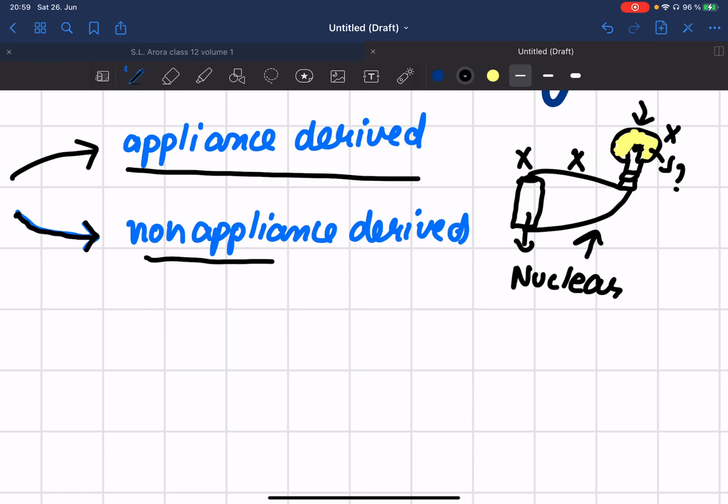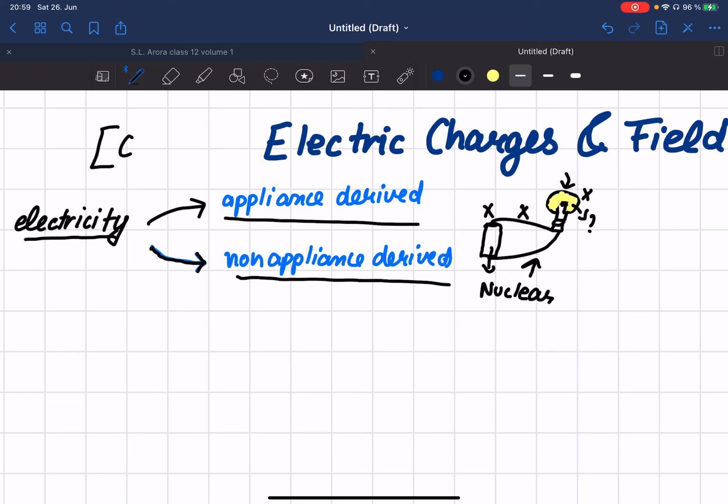Okay, so then there's non-appliance derived electricity, but I promise you, this is all CBSE and other boards also. It doesn't mean it requires an appliance, though you need an appliance to see the electricity. Even the natural materials on Earth can be electric or non-electric. I'll explain.